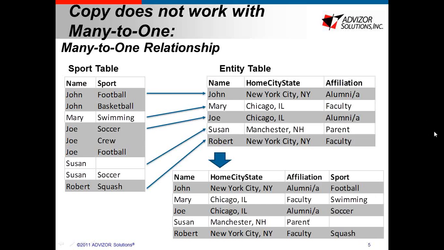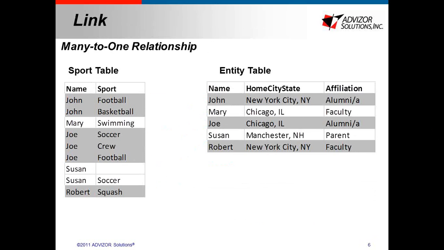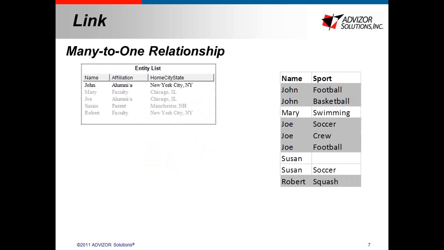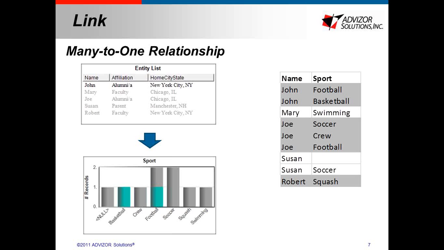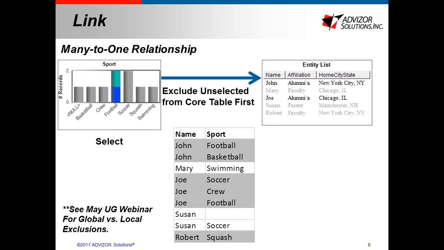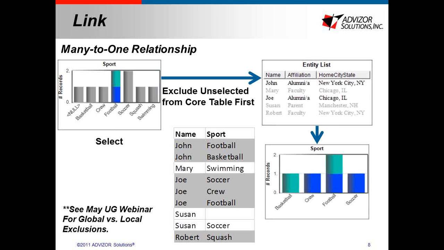And so what you can do instead is you can link the tables. And this creates a dialogue between the tables, and they can talk to each other. And so if you would select on the entity table, it would propagate to the sports table. And you can see that both of John's sports showed up in the sport table. Conversely, if you select off of the sport table and select football, you'll see who all has football, and then you exclude selected, and you can see the sports for John and Joe for all their sports since they both played football.